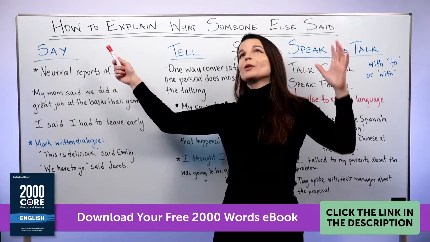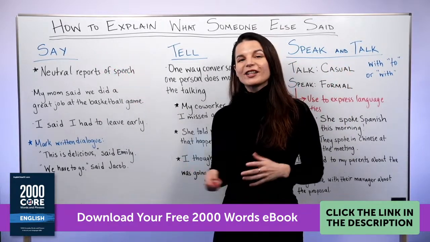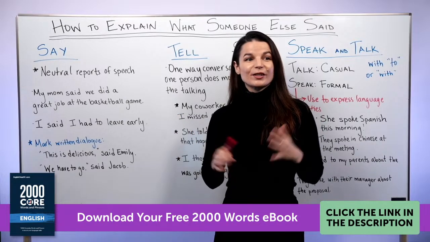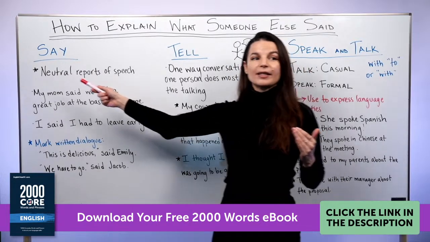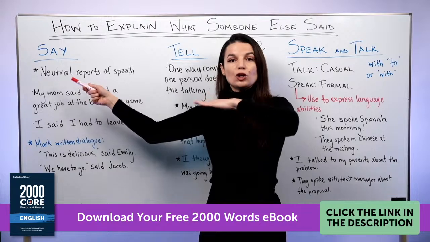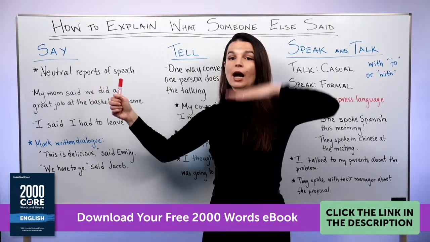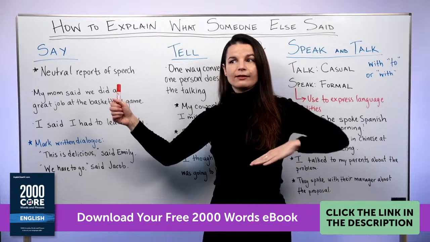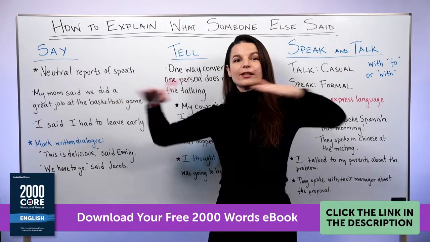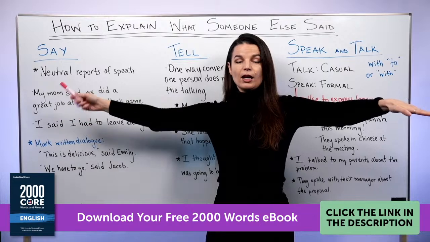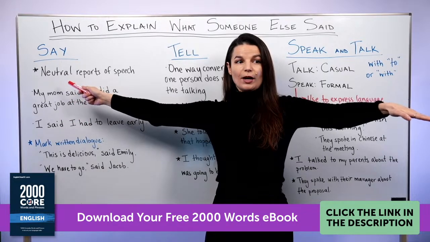First, maybe the most important one, we are going to start with the verb say, okay? When do we use say? We use the verb say when we want to give a neutral report of speech. So neutral means it's not good, it's not bad, it's not fast, it's not slow, just the most basic way to report speech, okay? We use say to do that.